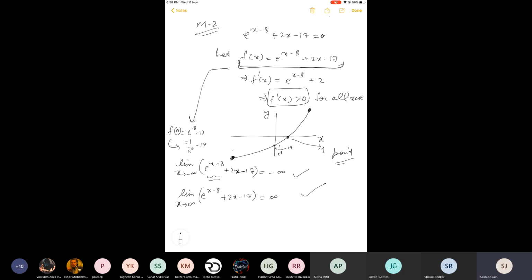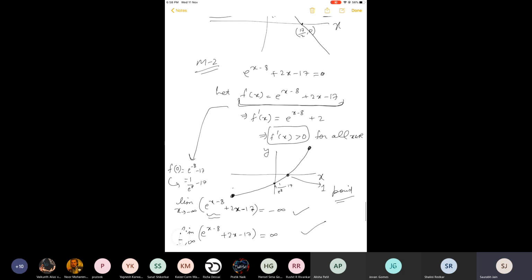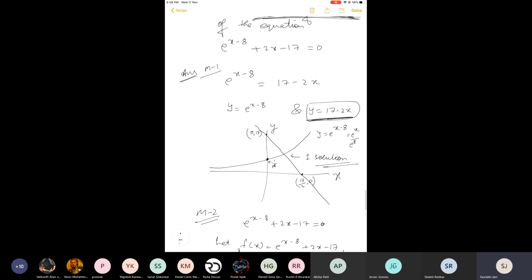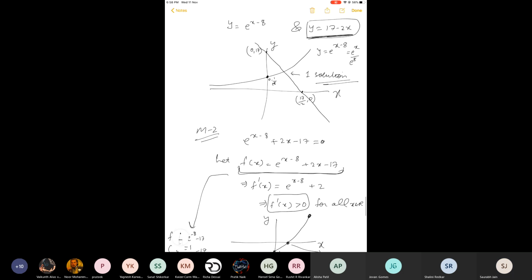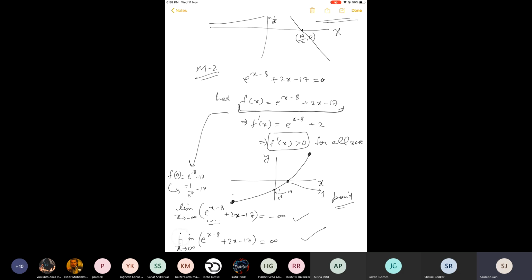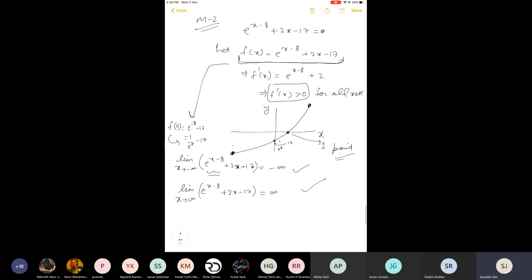So what do you observe? These are two different approaches, right? In one approach, I'm shifting similar kinds of terms on one side and another kind of function on the other side. We draw graphs of both these functions and see where they cut each other. In this approach, we are not shifting anything else. We are considering this whole as a single function. We observe its monotonicity, that it is throughout increasing. Then we calculated values at the domain extremes, and for our convenience, we calculated f(0) as well. This gives us an idea that it will be cutting the x-axis at one point.